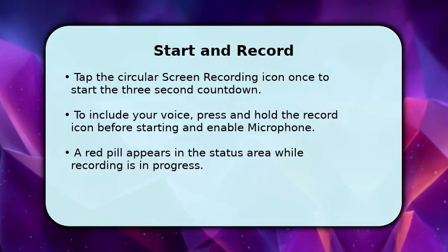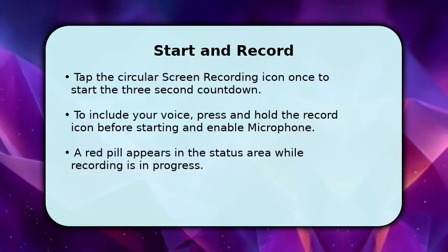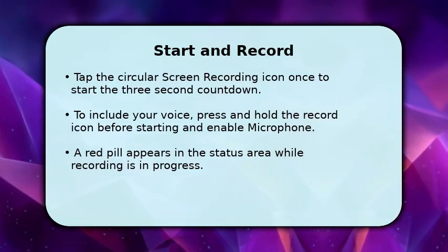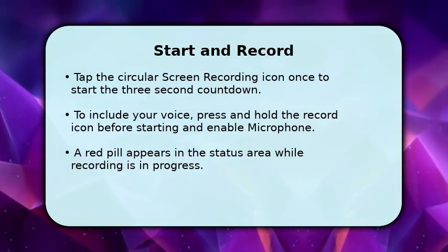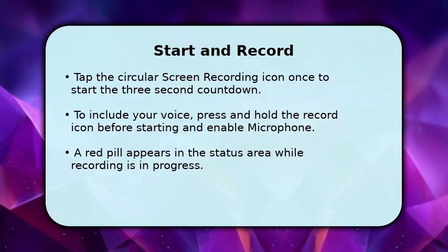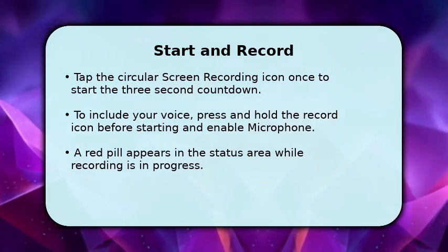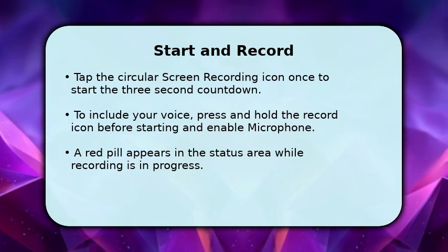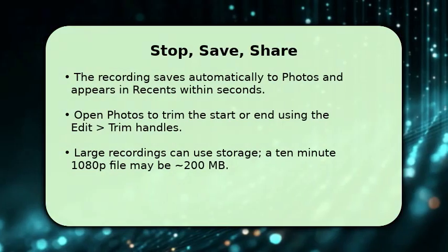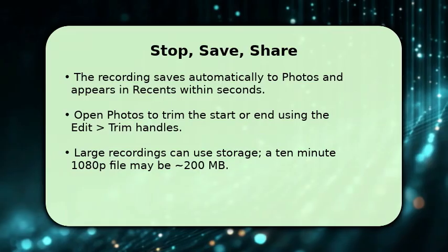A red pill appears in the status area while recording is in progress. Rotate your iPhone to record in landscape when you need wider framing for video. When you finish, open Control Center and tap the red record icon to stop. Alternatively, tap the red status indicator and choose Stop from the confirmation dialog.